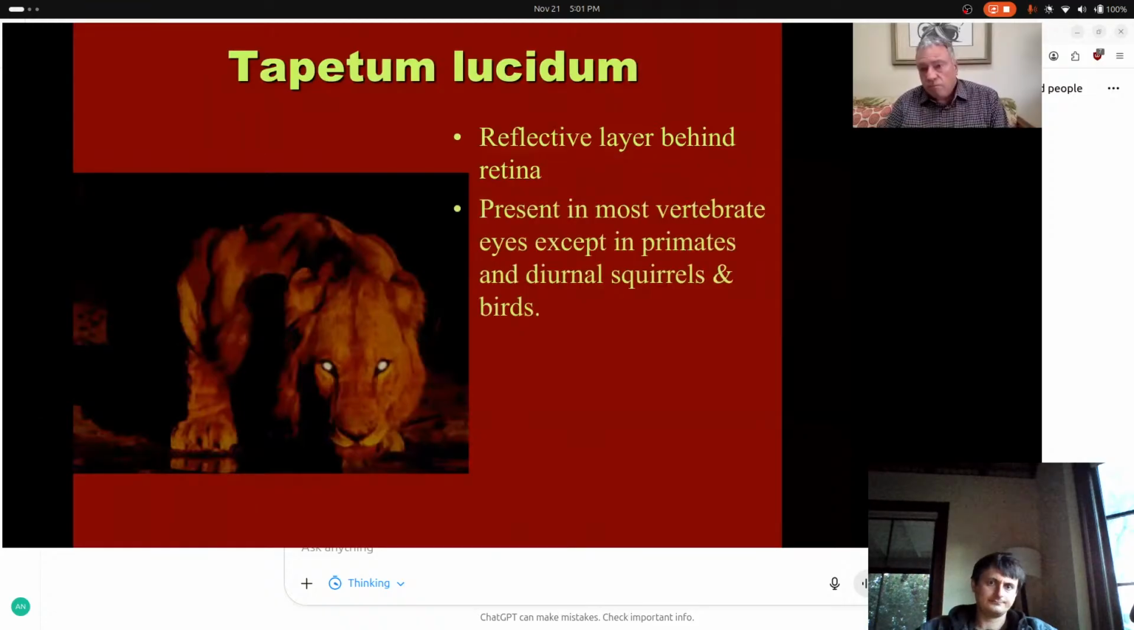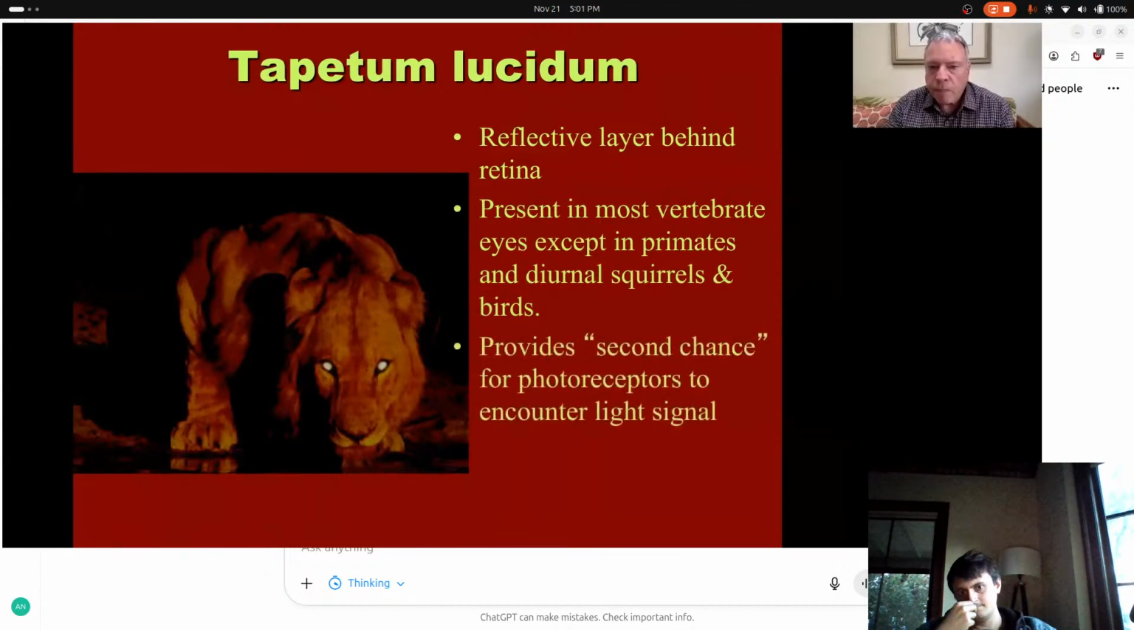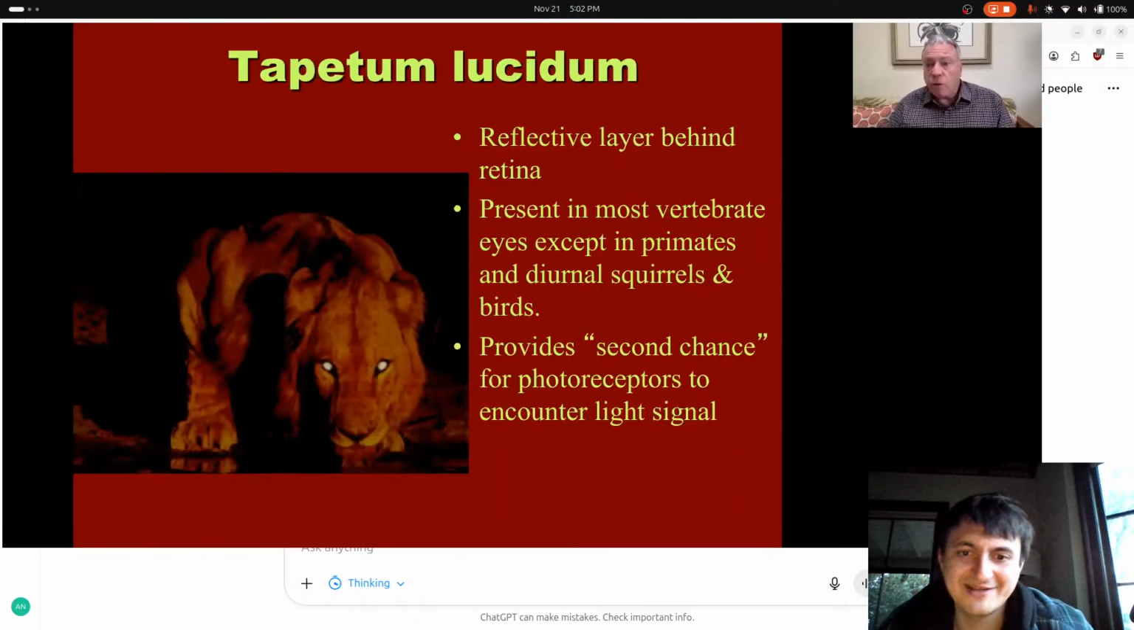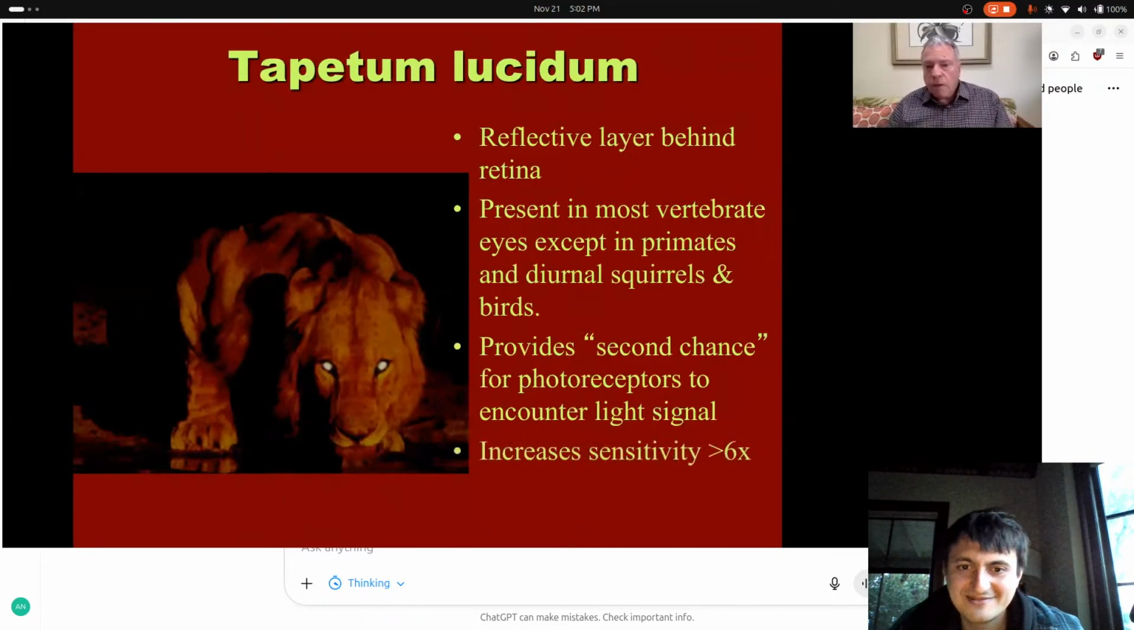So again, present in most nocturnal mammals. Actually, even in other vertebrates besides mammals. So for example, sharks. And so what this mirror does is give you a second chance. So if that light shines on your eyes and it doesn't happen to hit one of your photoreceptors on the way in, it'll bounce off the back and maybe it'll hit one of your photoreceptors on the way out. So it gives you a second chance for your photoreceptors to respond to that light signal. Crazy. Missed on the way in, maybe it'll hit on the way out. So this increases the sensitivity of the eye over 6-fold.